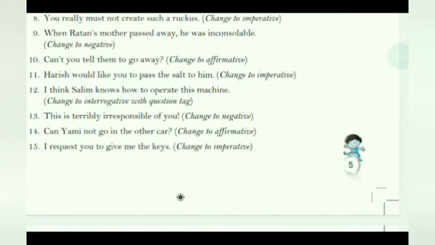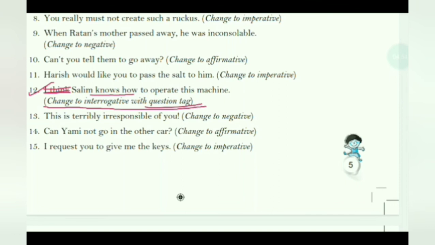The next is the 12th one. "I think Salim knows how to operate this machine." And the instructions in the brackets are change to interrogative with question tag. Question tag we need to make by looking at the verb. Here is the verb. You may omit this part. Start the sentence from Salim. "Salim knows how to operate this machine." This statement is positive and the tag would be negative.